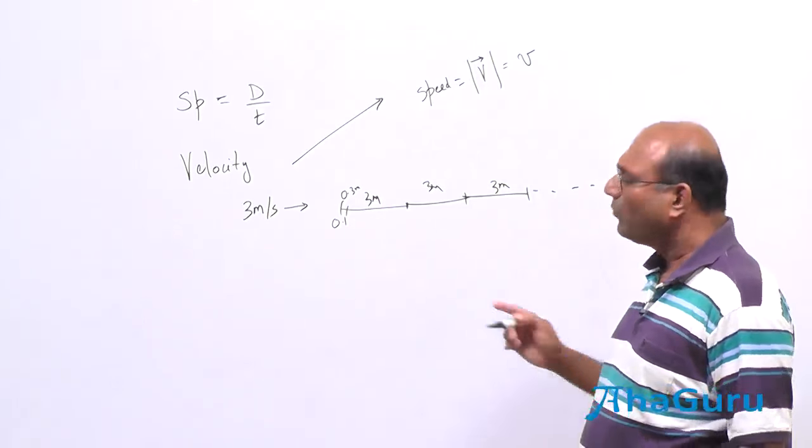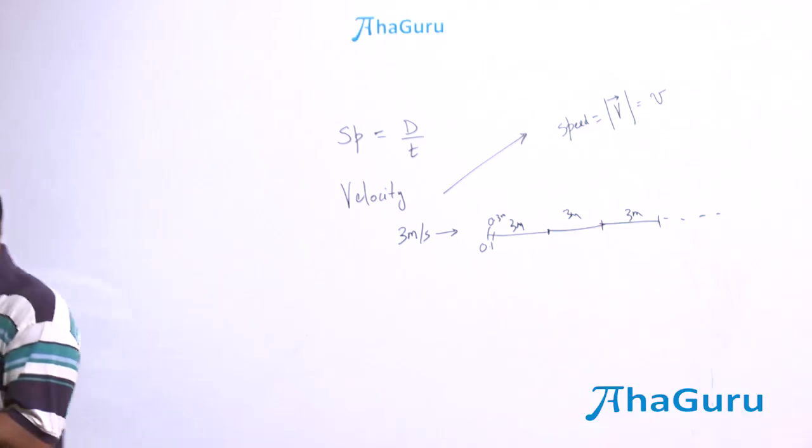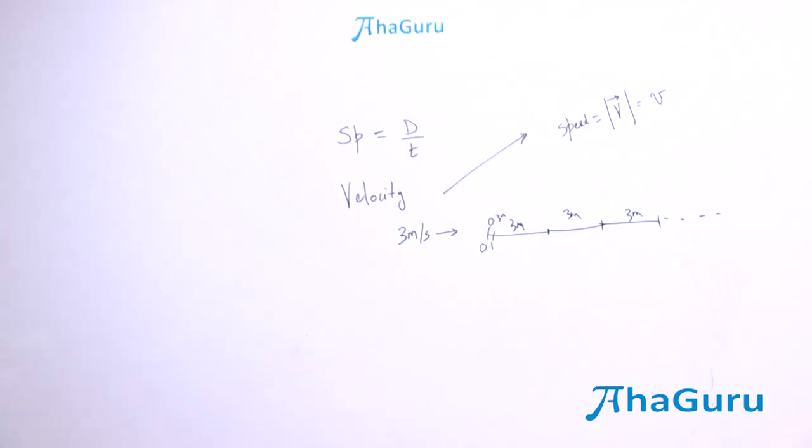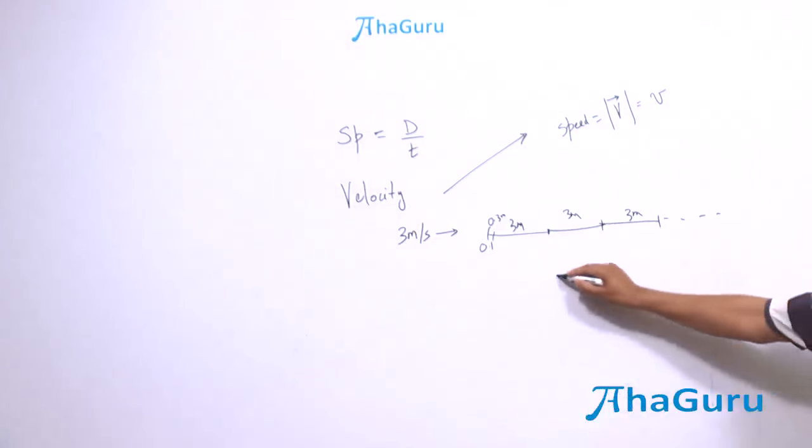Okay. Now what if I was moving at 3 meters per second in this direction for a while, 3 meters per second in this direction for a while, and then I was moving 3 meters like that and so on. So effectively I did this.